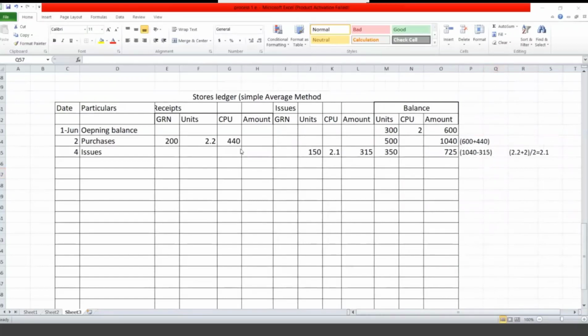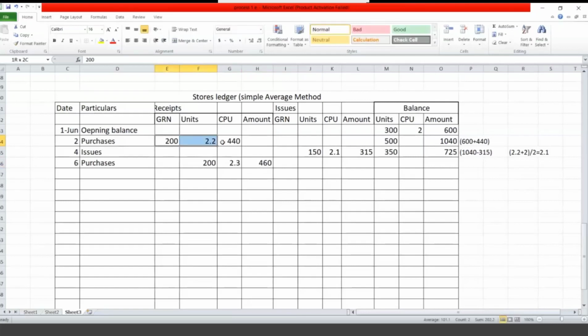Move on to the next transaction. What is the next transaction after the 4th? After the 4th, it is on the 6th. Again purchases. So write down on the 6th, mention purchases. What is the amount? They have purchased 200 units. What is the price? 2.3. The total amount you will be getting is 460.